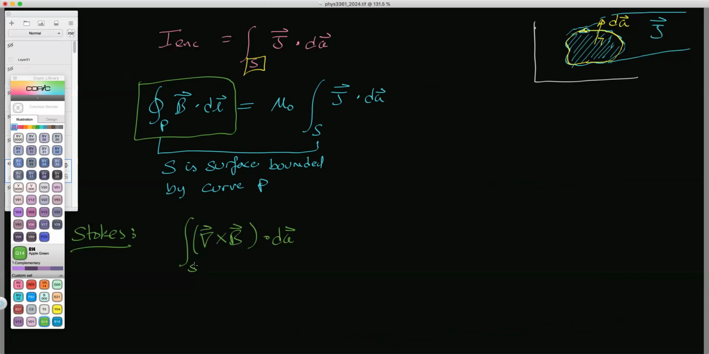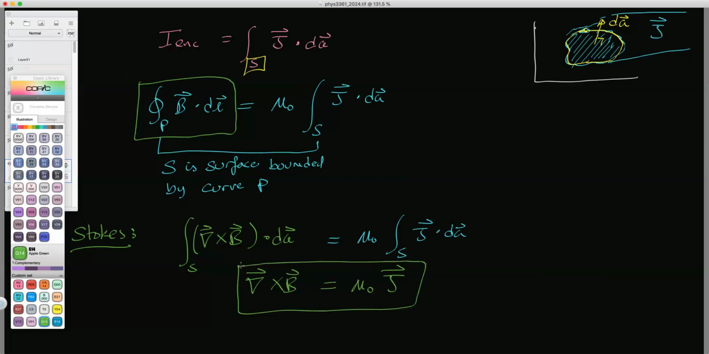Great. So now if I write the other side of the equation over here, mu 0 over that same surface J dot dA, we can see that the integrands are both dotted into dA. They're both integrated over the same surface. So that means that they must be equal. So this gives us del cross B equal mu 0 J. And this is our second, I believe, Maxwell equation.